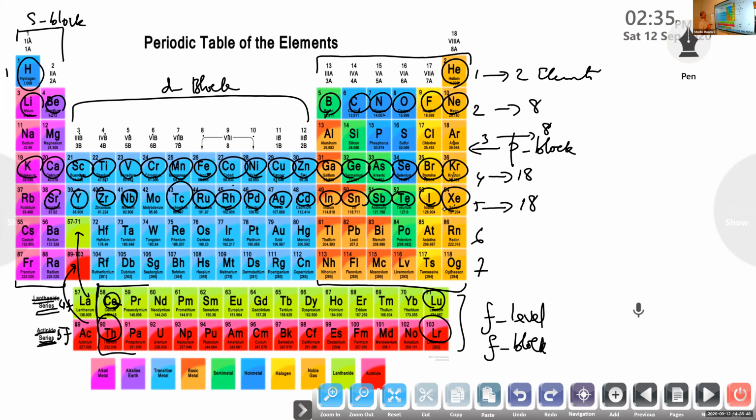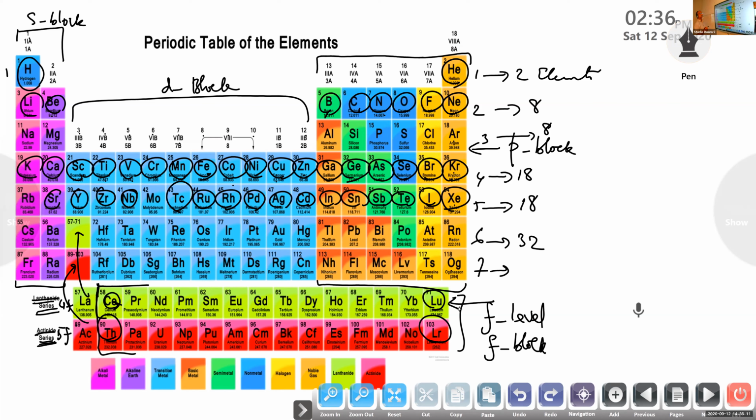Now you come to 6 and 7. In the sixth period, there should be 32 elements. But we have only 18 columns. So there should be provision for 14 more elements, and they are the lanthanoid elements.